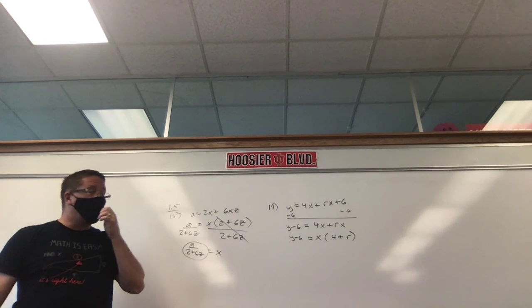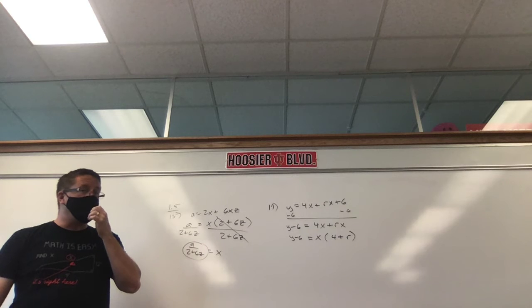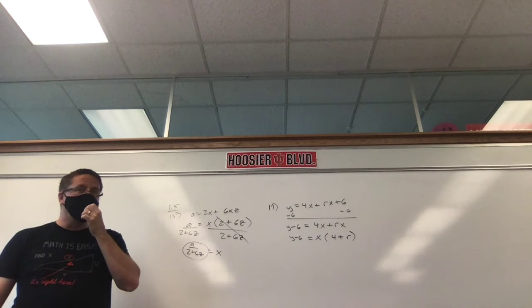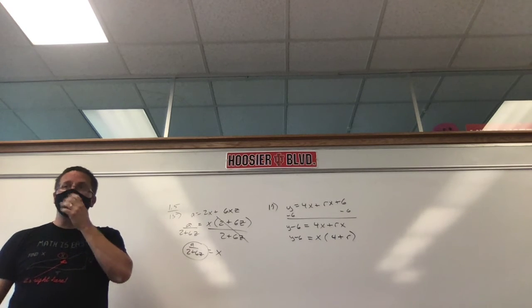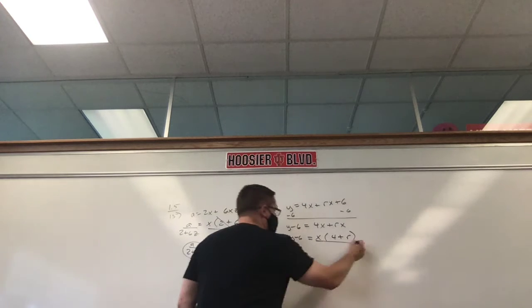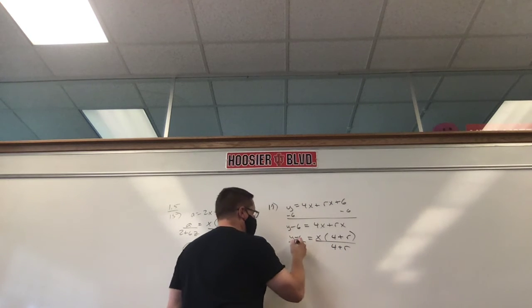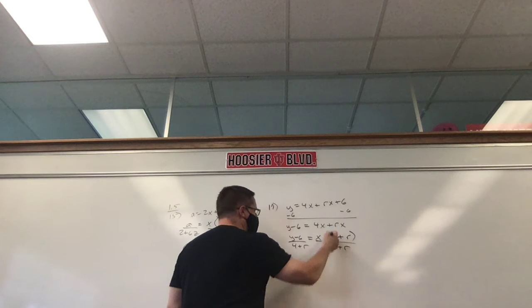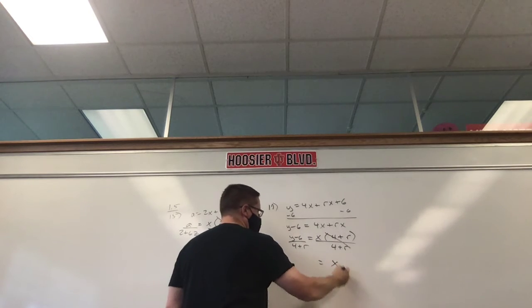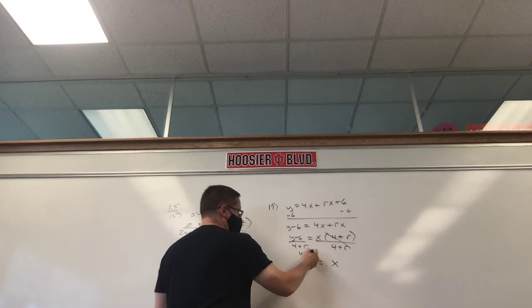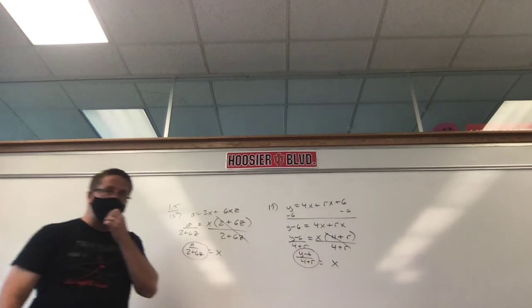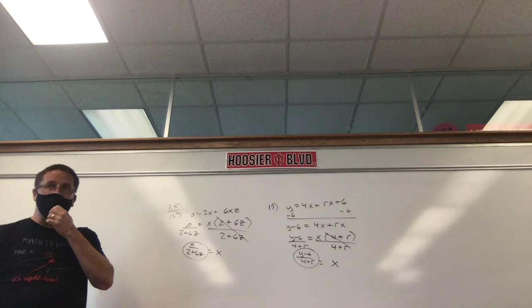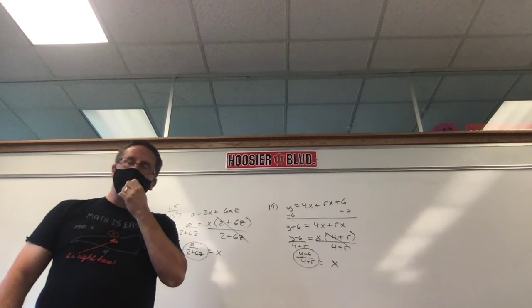And we want to get x all by itself. What's the last thing we've got to do? Not minus anything. What do parentheses mean? Multiply, so we divide by 4 plus r. And what's y minus 6 over 4 plus r? Y minus 6 over 4 plus r. And that's an acceptable answer because what's not in the answer? X.